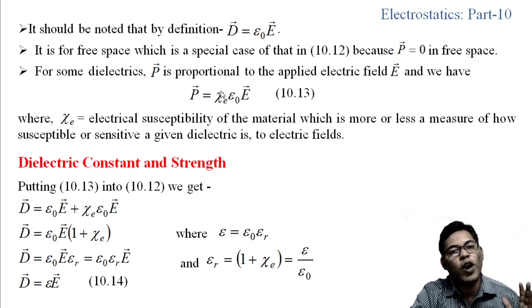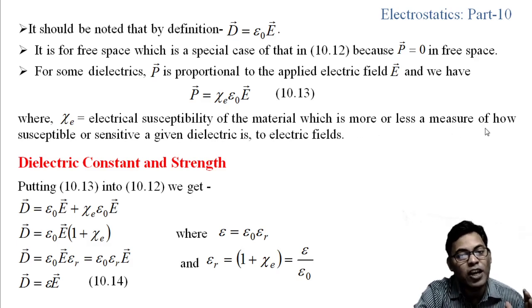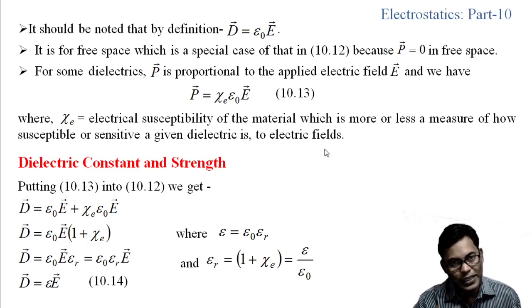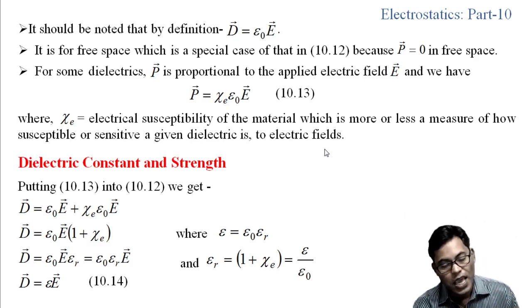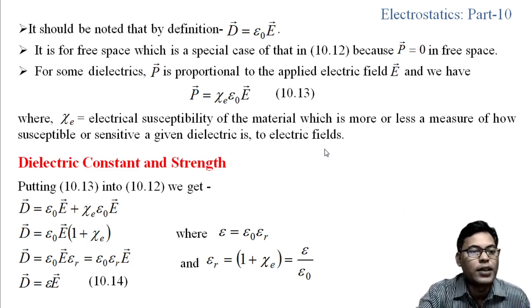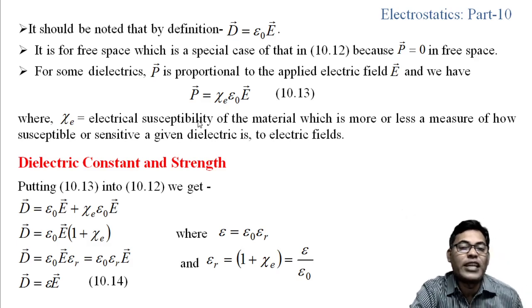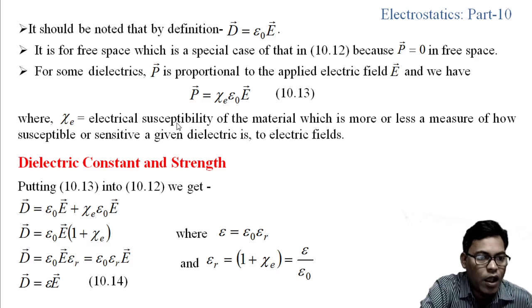Now, what do you mean by the electrical susceptibility? It is more or less a measure of how susceptible or sensitive a given dielectric is to an electric field. That means if the dielectric is placed in an external electric field, how sensitive this dielectric is towards the field can be calculated by this electrical susceptibility.